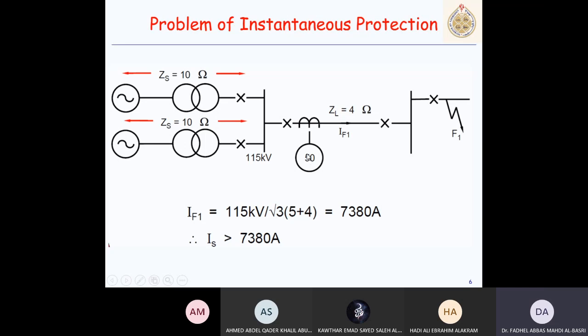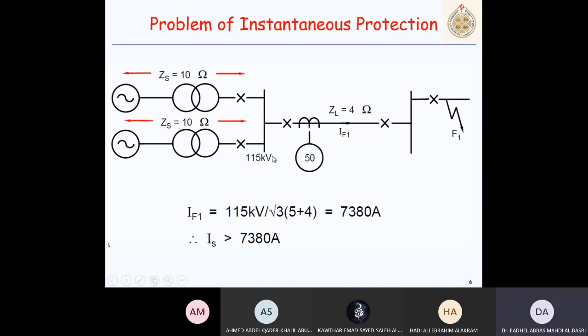And so there has to be a margin between the local fault and remote fault current magnitudes. There's another scenario with difficulties for an instantaneous overcurrent relay. For this situation, which is shown here, I have two in-feeds, two sources that feed this line.